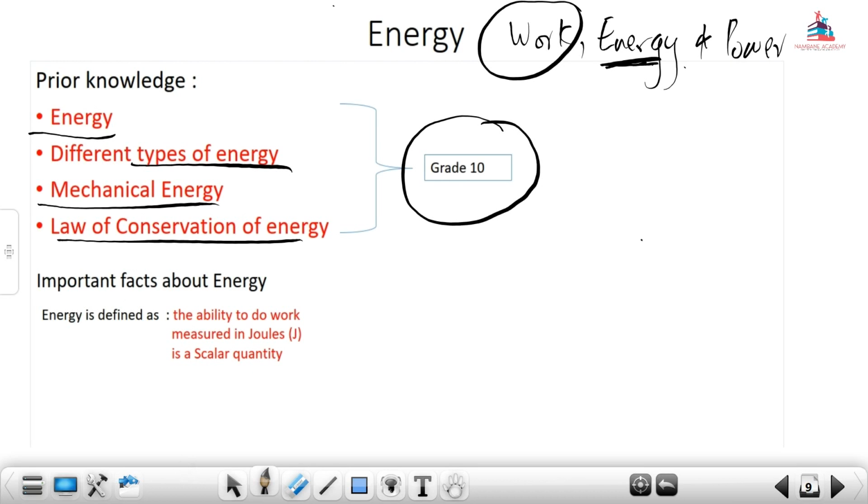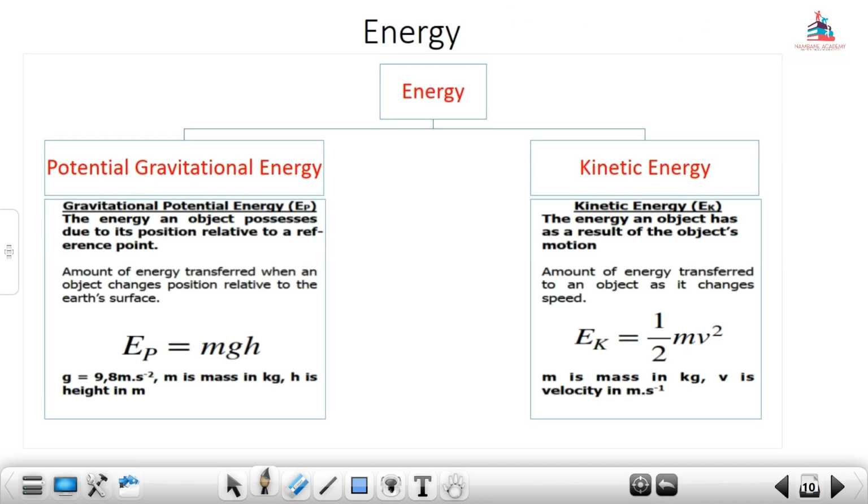We define energy as the ability to do work, which is measured in joules, and it's a scalar quantity. That is very, very important. So it's the ability to do work. It is measured in joules, and it's a scalar quantity that we need to understand fully. But now we have different types of energies. So the very first energy that we have, I will start with this one as number one.